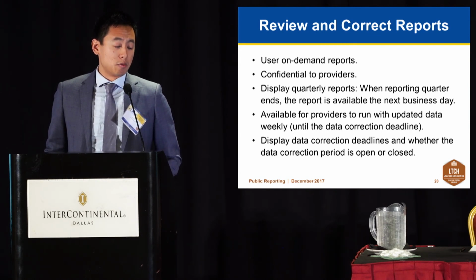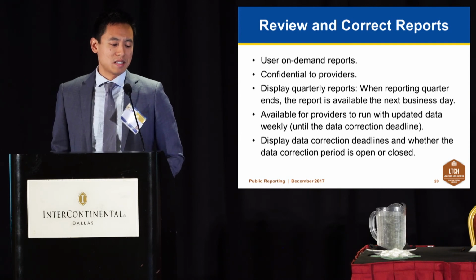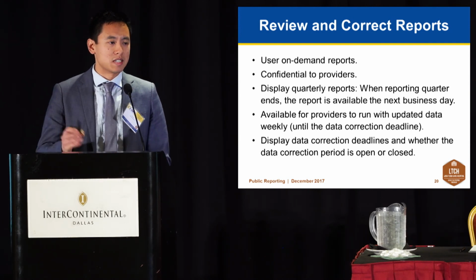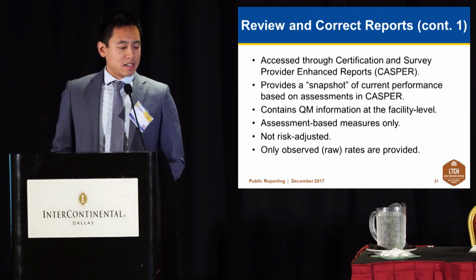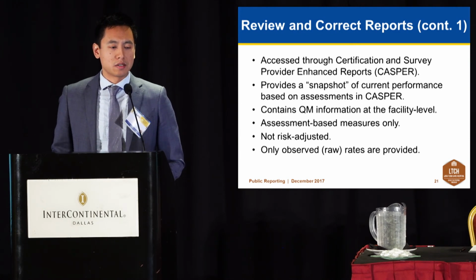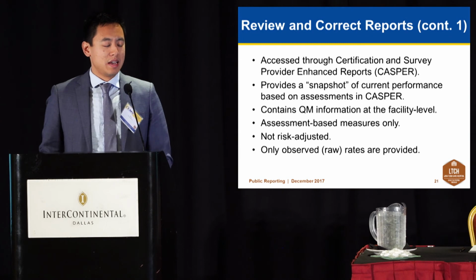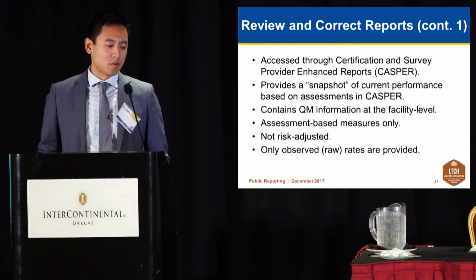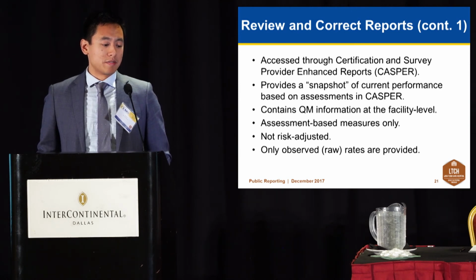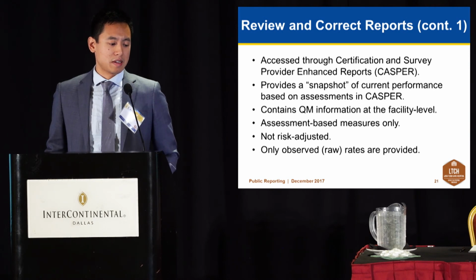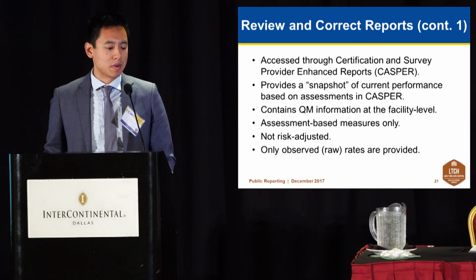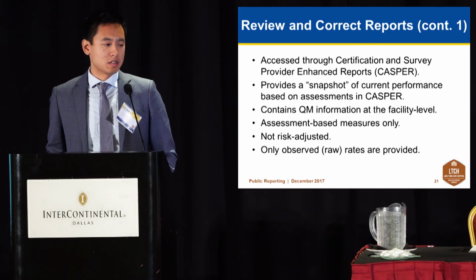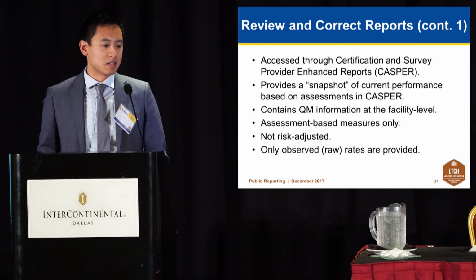And then the review and correct reports display data correction deadlines and whether the data correction period is open or closed, and we'll see that in the example in a couple slides. As I said earlier, the review and correct reports are accessed through the Casper system, and these reports provide a snapshot of current performance based on assessments in Casper. These contain quality measure information at the facility level only, and only assessment-based measures. These are not risk adjusted, so you'll only see the observed rates in these reports.